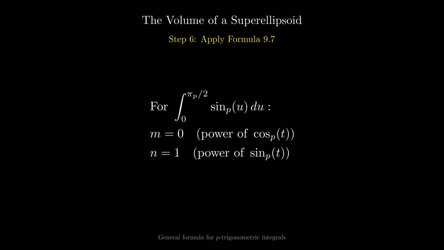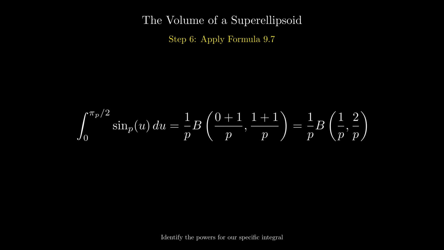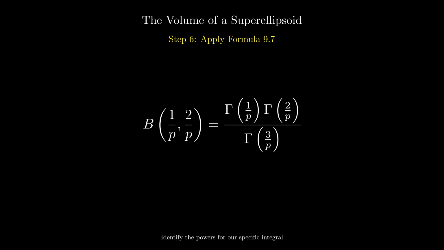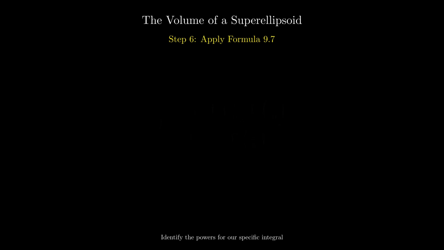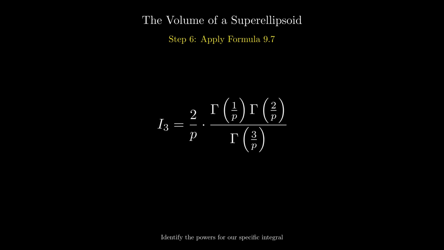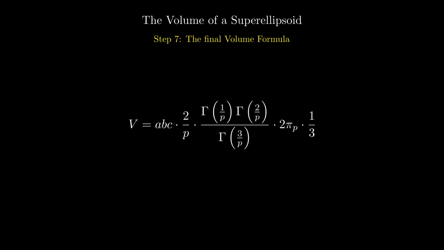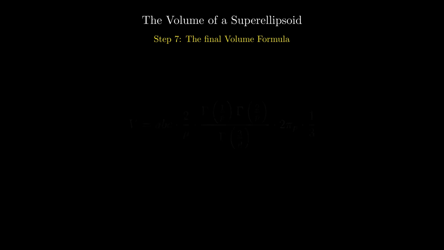We get rid of the cosine by setting the power of cosine to be 0, and then we just get our solution again in terms of the beta and gamma functions. This is now the result for the third integral, and with that we can calculate the final volume by multiplying all the integrals together and account for the stretching factors. Putting all of it into a much nicer form, we get the volume expression for a superellipsoid.